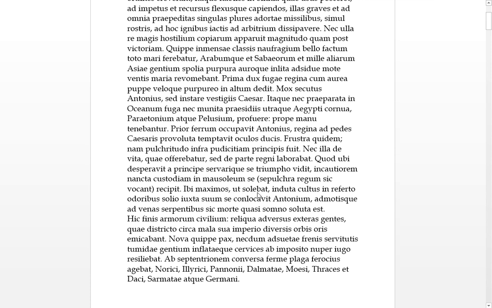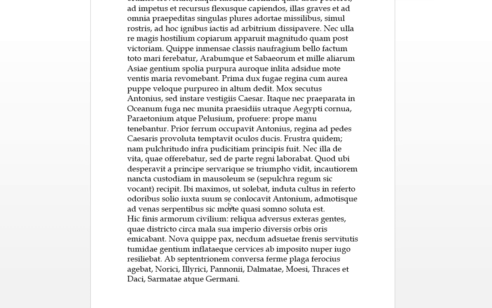Ibi maximo ut solebat, as she was accustomed to do, induta. Usually means you put on something you're wearing. Cultus, maximus cultus, I'm guessing, go together. She put on this elaborate gear, as she usually did, in referto odoribus solio. Solio can mean a chair. Since it's in a tomb, this would be, what do you call those big coffins made out of rock, probably some sort of a sarcophagus, maybe. So with odoribus, this would be like incenses and things. Referto is a past passive, so it'd be packed in into the coffin.